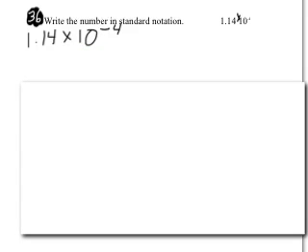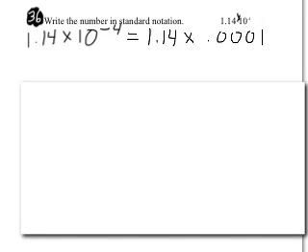So 1.14 times 10 to the negative 4 would be the same as 1.14 times 0.0001. You see, there's 4 decimal places there. And if we multiplied that out, we would get 114, and then we would count our decimal places. We have 1, 2, 3, 4, 5, 6 decimal places, right? So we'll start here. 1, 2, 3, 4, 5, 6.